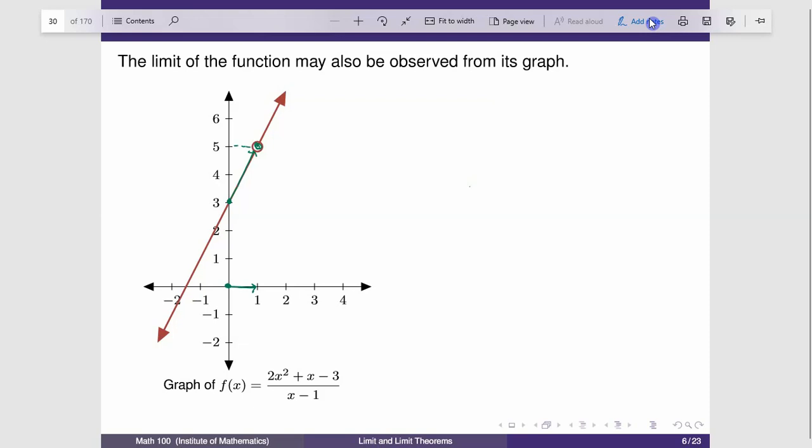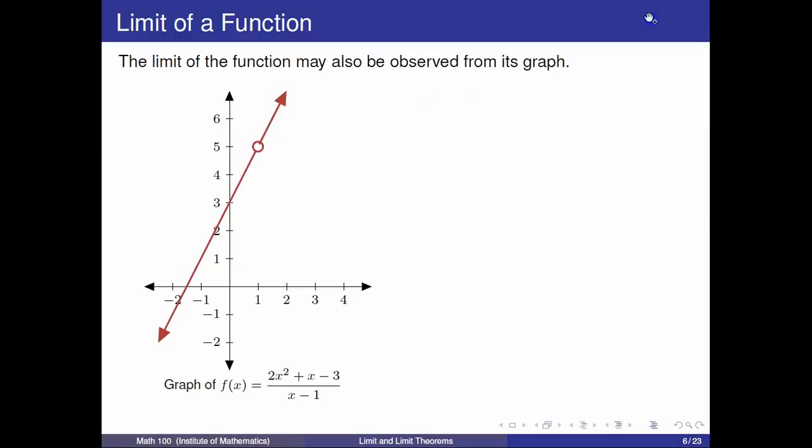Tapos, nag-consider din tayo ng values very near 1 but greater than 1, and we started with 2. Tapos, paliit ng paliit, papunta kay 1. Ano ngayon yung values niyan, function values? Mula dito, papunta dito, kay 5. So, nakita niyo yung function value natin, papunta kay 5. Therefore, the limit of f of x as x approaches 1 is 5. Okay? That's how we get the limit by observing the graph of our function.